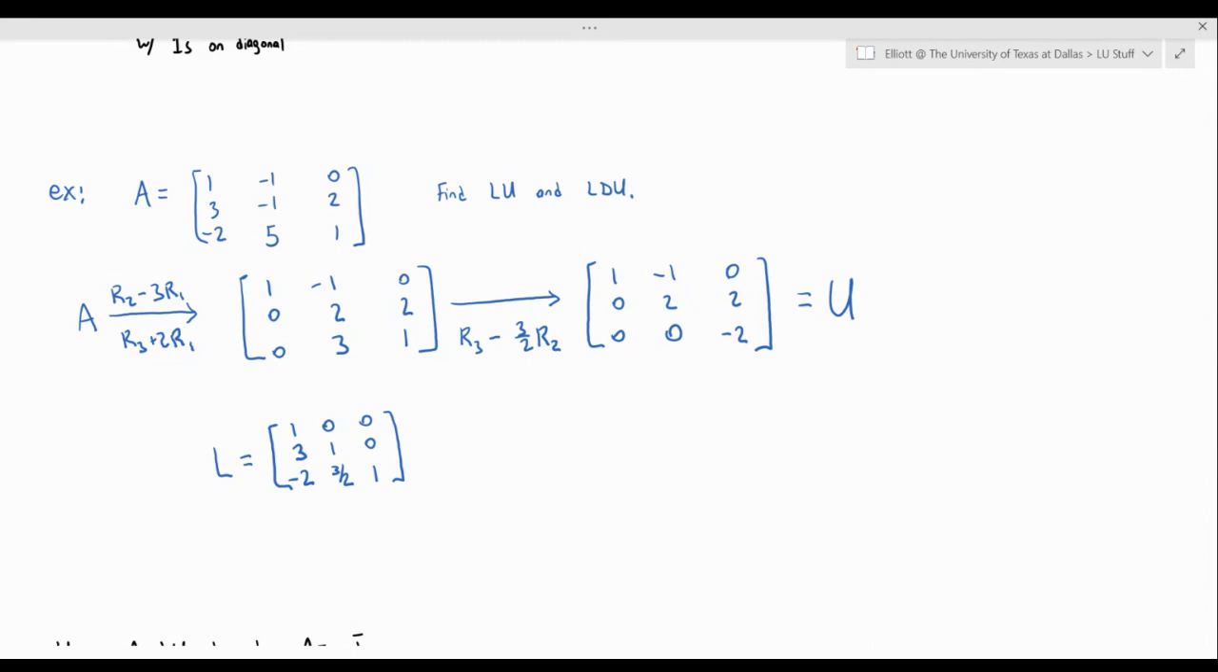So then for this matrix L and this matrix U, the product of L times U should equal the original matrix A. Right. Any questions about that? Okay.